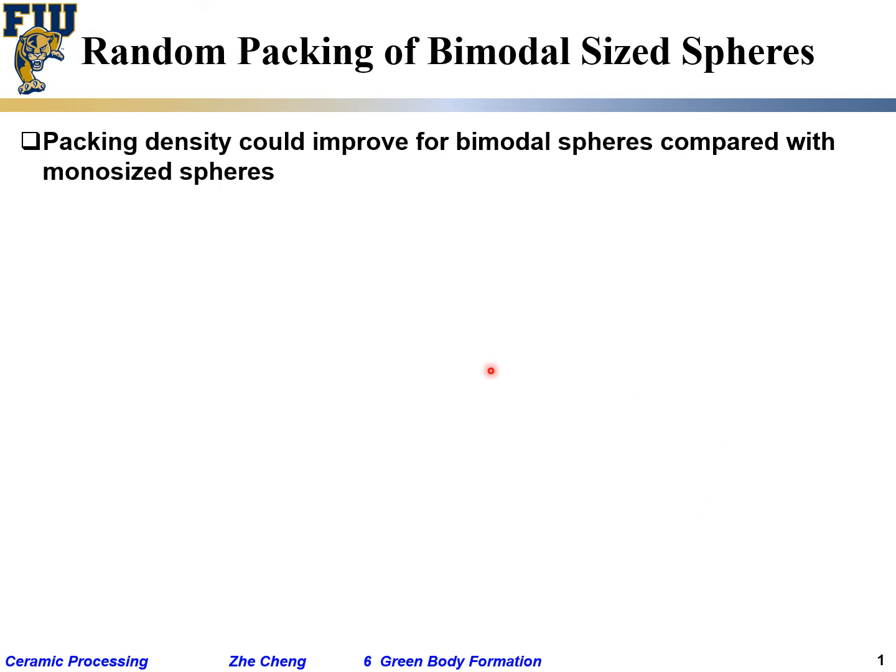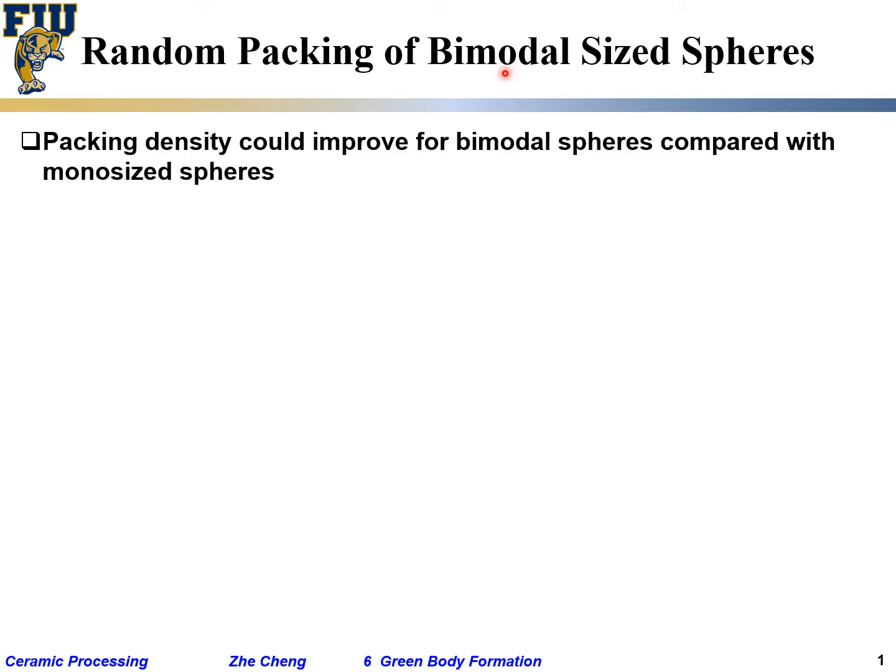So let's continue a little bit. Random packing of bimodal. Previously, we were talking about mono size, means every particle has the same size. Now we are talking about a system where we may have a so-called different particle size distribution. And the simplest case would be called bimodal.